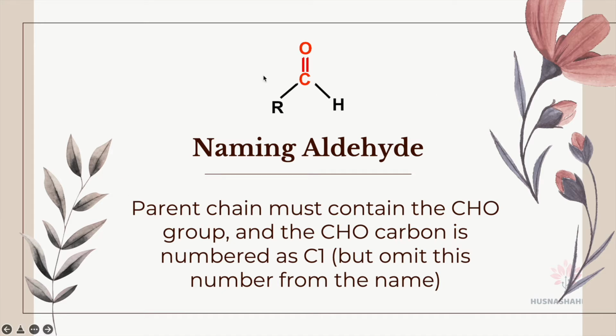Naming aldehyde. For aldehyde, the carbon double bond O has one hydrogen. The parent chain must contain the CHO group, and the CHO carbon is numbered as carbon 1. This is the CHO carbon, the carbon that has the double bond O and one hydrogen atom. It is numbered as carbon 1, but omit this number from the name. It means you don't need to write 1 in the name of an aldehyde to state that this is carbon number 1. Don't write 1.